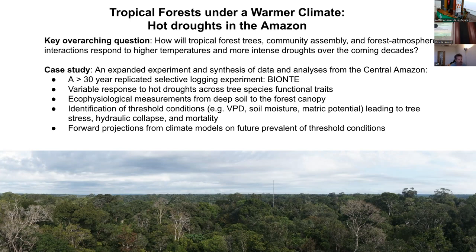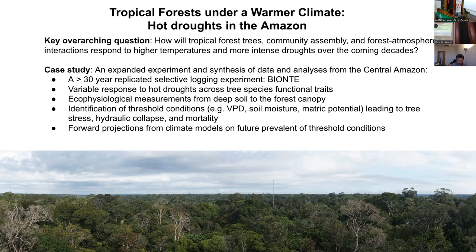We have a suite of ecophysiological measurements from the deep soil all the way up to the forest canopy atmosphere interface. A key part of this study is to try to identify threshold conditions that ultimately lead to tree stress, hydraulic collapse, and mortality. And then we use these climate models, these Earth system models, to project forward and ask the question, when will those threshold conditions become more prevalent?